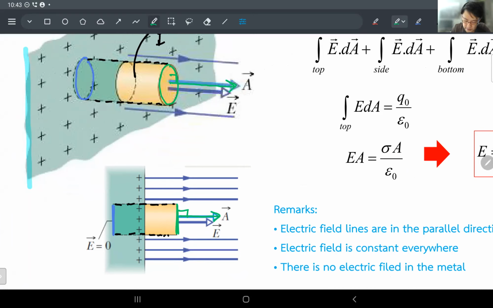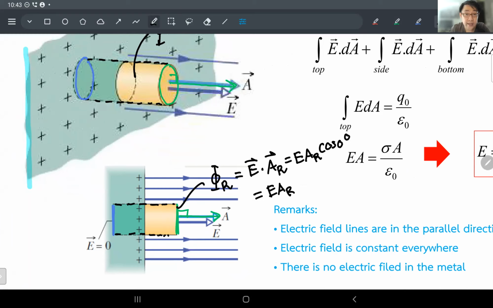Perfect. So that means the flux on this surface, let me call it the flux on the right surface, is going to be E dot A on the right. And it's just the size of E, the size of A on the right, cosine 0. And that is just E times A on the right. And you are done. That is the flux through the green surface there. Very nice. Almost done.